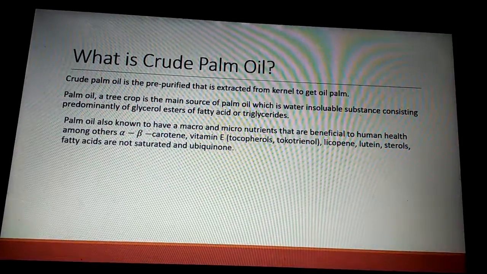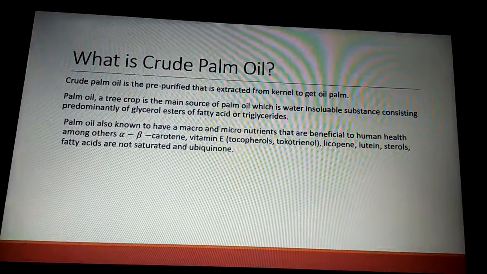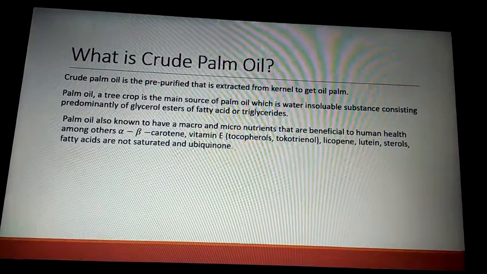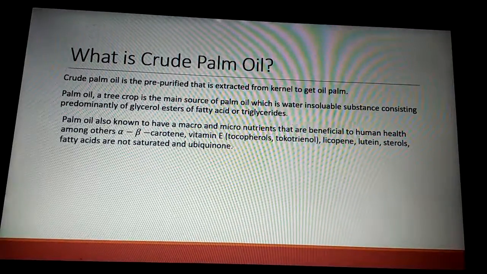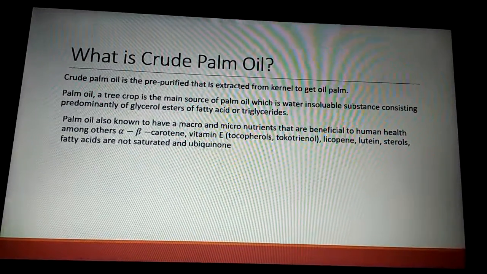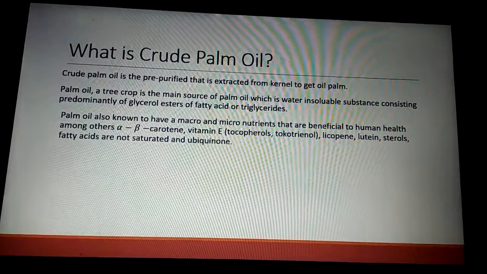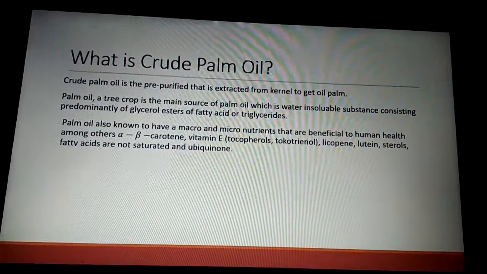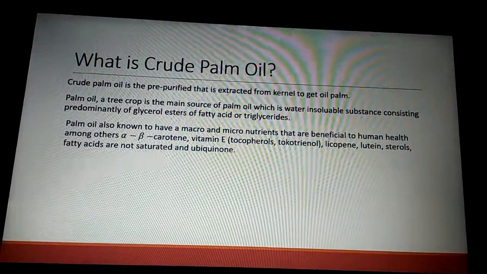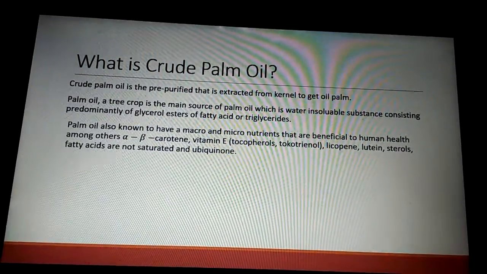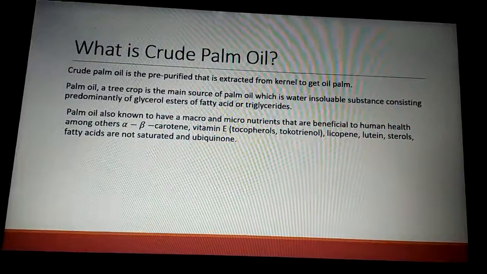Palm oil is also known to have macro and micro nutrients that are beneficial to human health, among others alpha and beta carotene, vitamin E like tocopherol and tocotrienol, lycopene, lutein, sterol, unsaturated fatty acids, and ubiquinone. As you see, the crude palm oil is colored red because it contains alpha carotene.